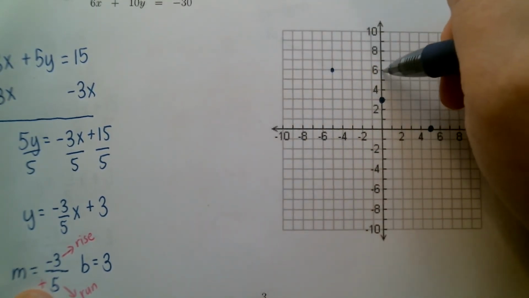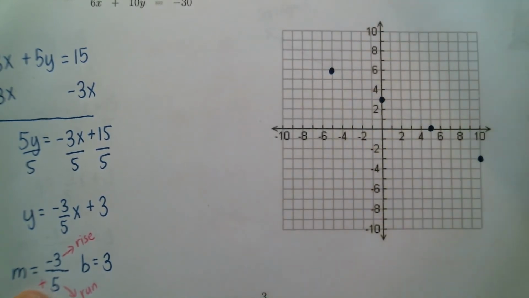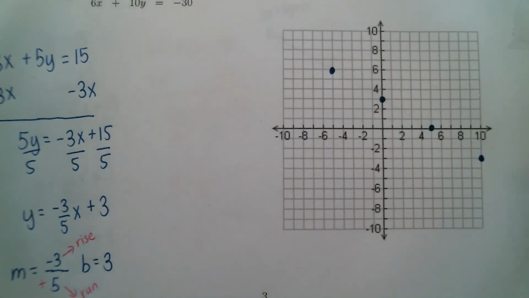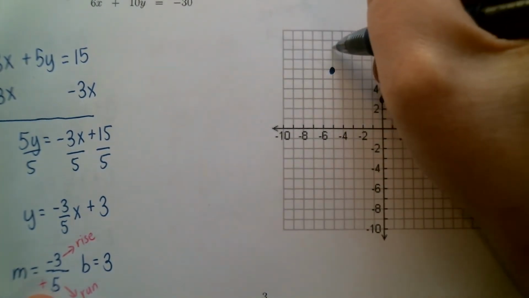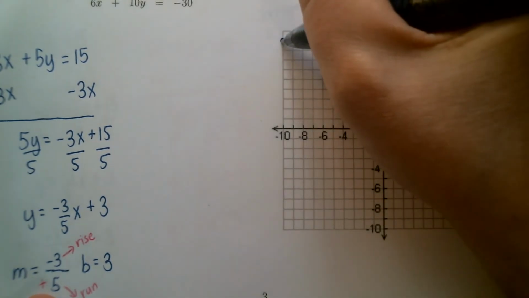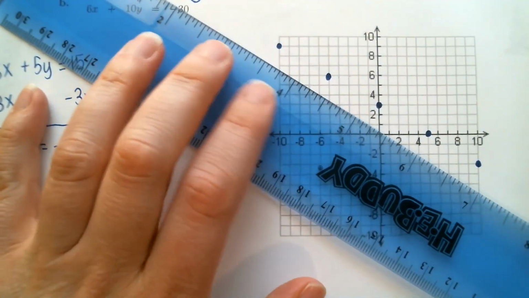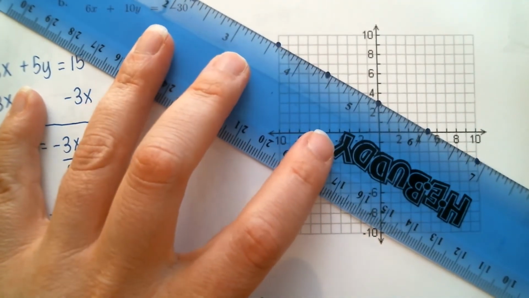Oops, 1, 2, 3, 1, 2, 3, 4, 5. So that puts us at negative 5, 6. And then I'll do it one more time. So up 3, left 5. Okay, so there we go. And so now we can connect the dots, and that's going to give us our line.